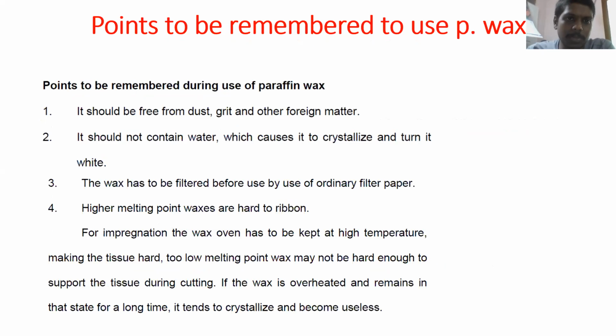Then some more points to be remembered are we need to ensure that there is no dust or grit present in the paraffin wax. It should not contain water, because the presence of water may make the wax crystallize. And we should be able to filter the wax whenever possible. The wax should not have a very high melting temperature or a very low melting temperature. In case of both higher and lower melting temperatures, we will form ribbons of the section, so that needs to be prevented. So these are the points that we need to remember when we are using the paraffin wax.